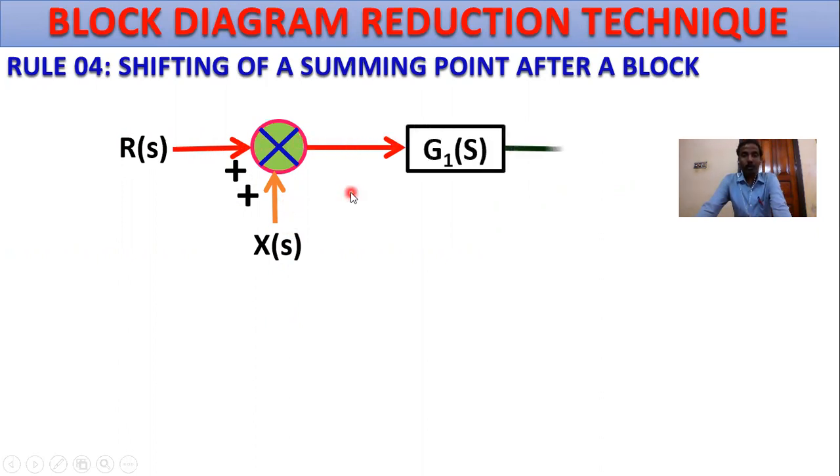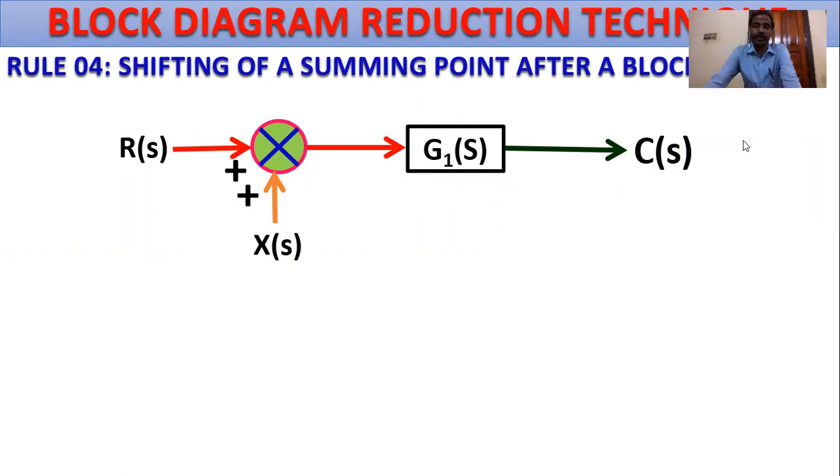Then G1(s), the plant gain or system gain, and the overall output C(s). This is figure 1. Our rule, shifting of a summing point after a block. This is the block for the plant or system.